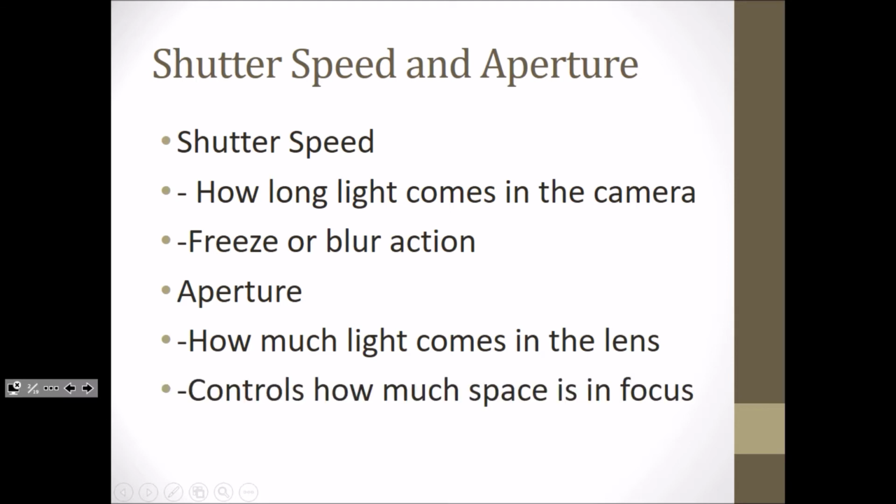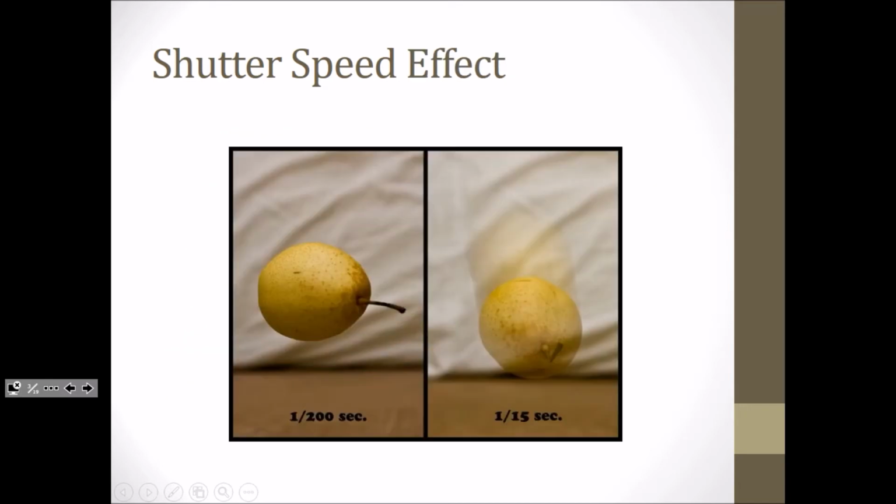It's also going to control how much space is in focus. We can have a lot of space, for miles and miles, like a landscape shot, or we can have a blurry background with a singular subject, such as a person or a flower. So by putting the two together, shutter speed and aperture, we wind up with successful photos.